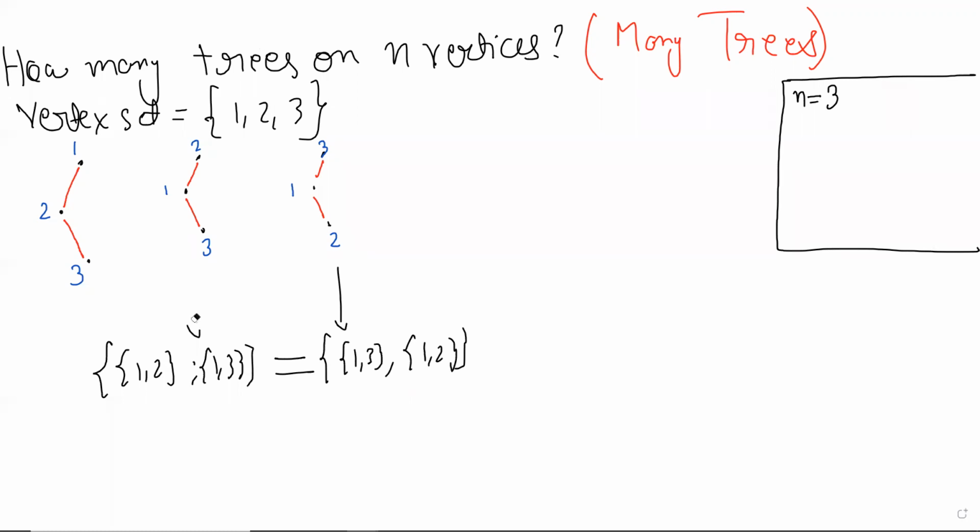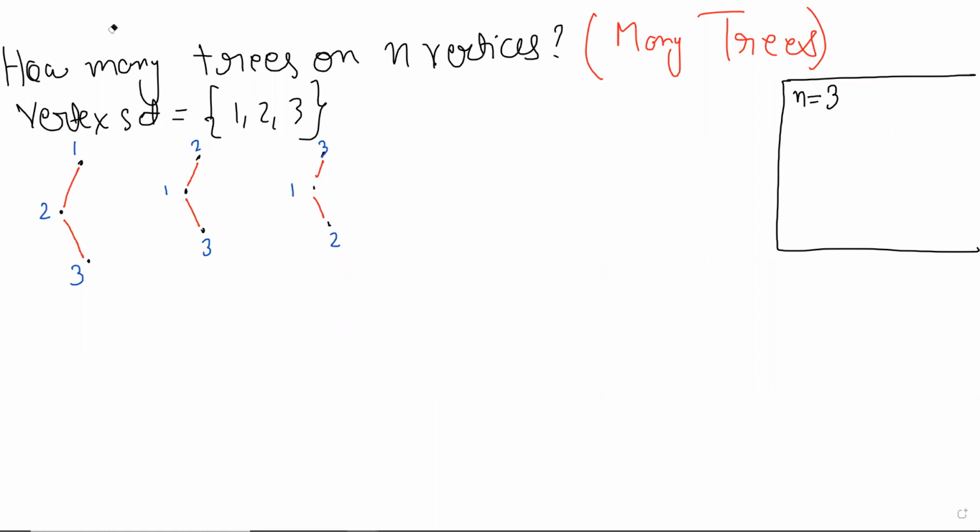So then it will not be 3 factorial, and that's one of the reasons why counting trees becomes complicated: at some levels the order doesn't matter, in some cases it matters, and it just gets very complicated. So then, is there any other tree?